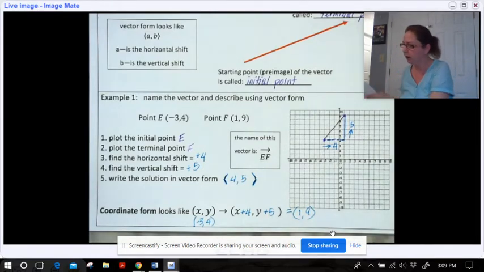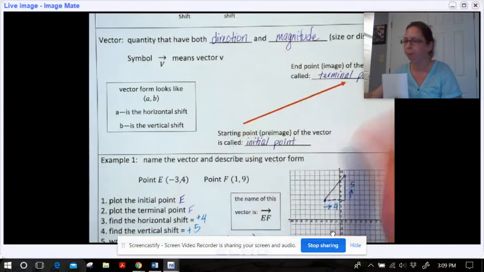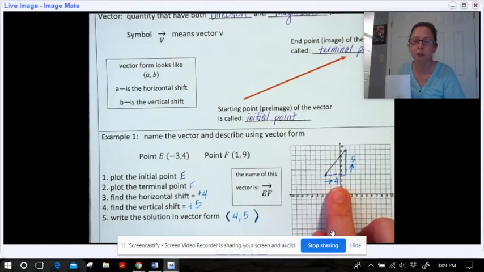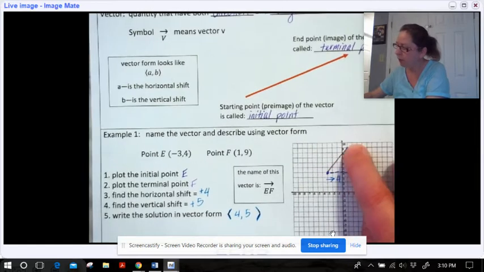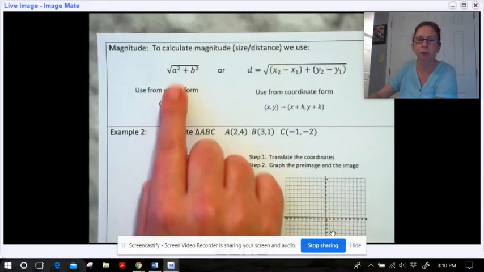Let's move along and talk about how we determine the magnitude. This little image right here should remind you of something that you spent a lot of time learning about in middle school, and it was touched upon again in Math 1. This should represent a right triangle. How did we find the distance of the hypotenuse of a right triangle? One way was the Pythagorean theorem, and that's what this is right here.